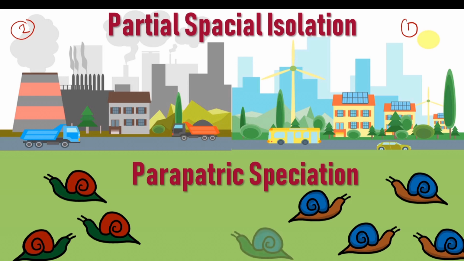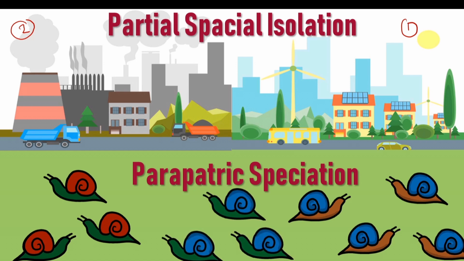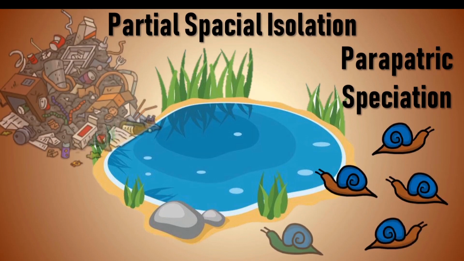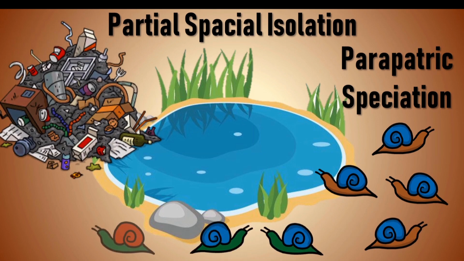Parapatric speciation is slightly different from sympatric speciation because the evolution of the new species takes place in a separate niche, and in sympatric speciation, the evolution occurs together. A similar effect is seen with a population around a large water body, wherein continuous differences in the species are observed due to the presence of garbage at one end.